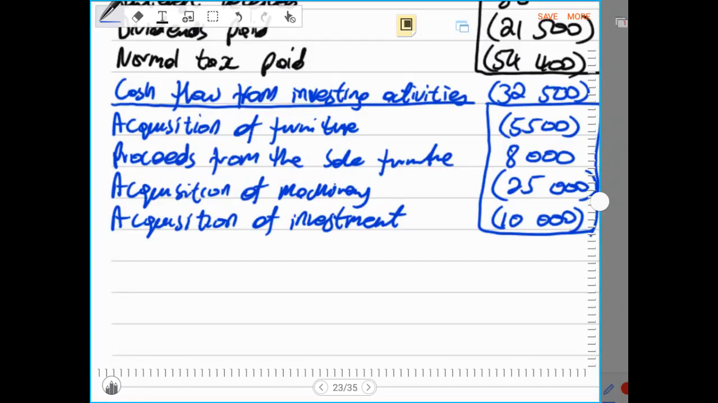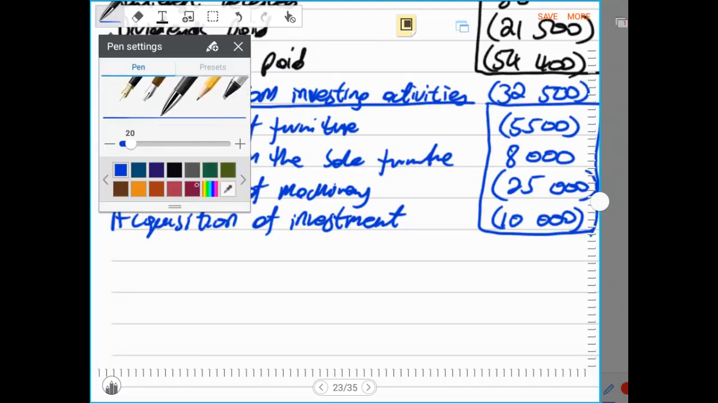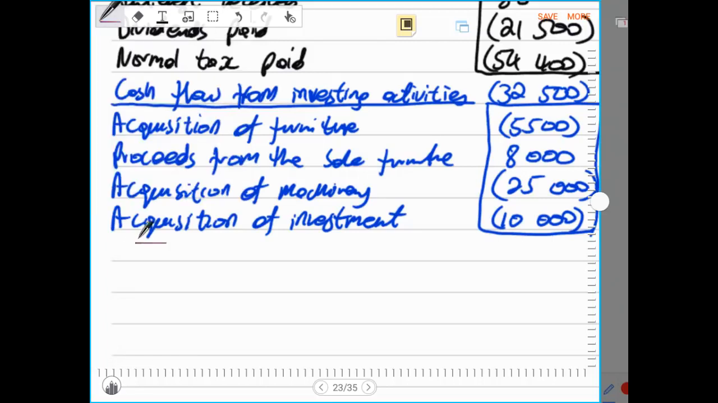Then after that we do cash flow from financing activities, the very easiest part of them all. Cash flow from financing activities.